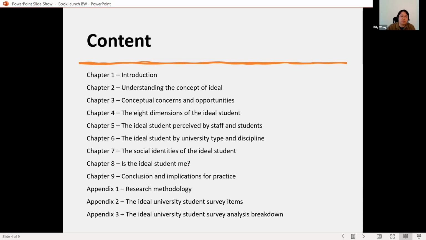But what I want to do now is to pass it on to Tiffany, who will give us an overview of Chapter 3. And I will come back to the Mentimeter activity when I talk about Chapter 4 to 7. But over to Tiffany now.